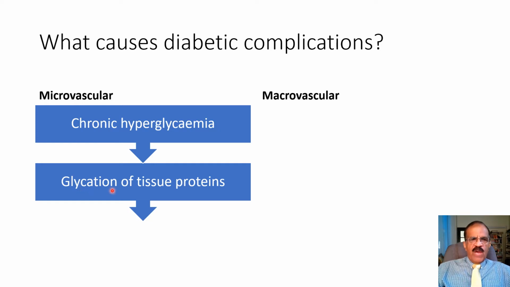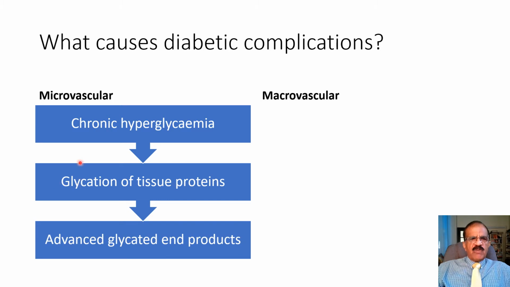Now we know very well the glycation of hemoglobin, and I'm sure you also know that it is used for the diagnosis and for the monitoring of diabetes. But actually, practically all tissue proteins can get glycated. For example, lipoproteins can get glycated, so they can contribute to the pathogenesis of complications. And this may be reversible. Chronic hyperglycemia is of course reversible, but glycation of tissue protein is also reversible to a certain extent.